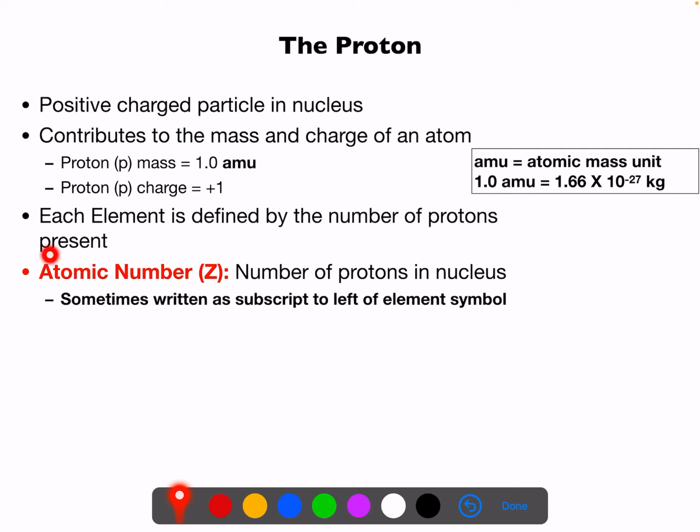And we symbolize that through what's known as the atomic number. Right, so the atomic number is nothing more than just the number of protons in the nucleus. And when we think about an elemental symbol, the atomic number you'll sometimes see written as a subscript to the left of an elemental symbol. Right, so atomic number gets the abbreviation Z.